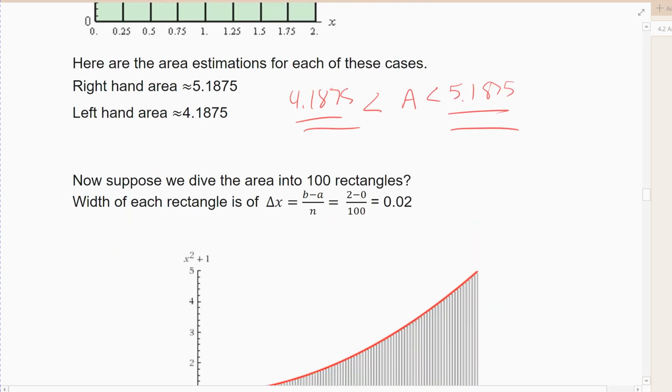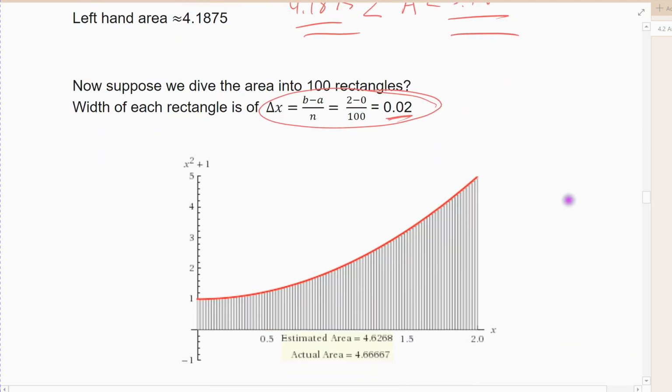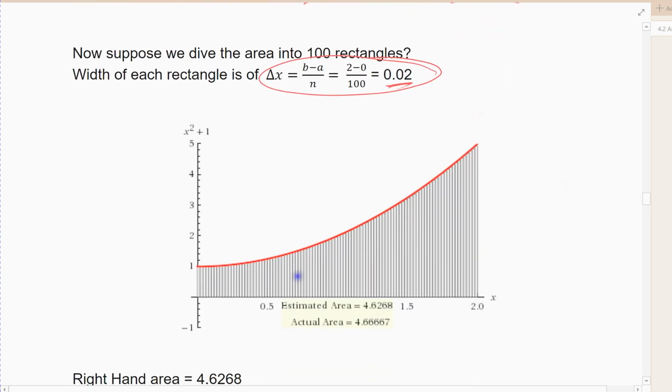Well, suppose I divided into 100 rectangles, and I only drew one side here, because the pictures basically were indistinguishable. So if I drew 100 rectangles, each of the rectangles would have a very small width. Each rectangle would show up 0.02 distance apart. You'll notice here that it almost looks like I've shaded it in, right? And this was, again, an estimate.